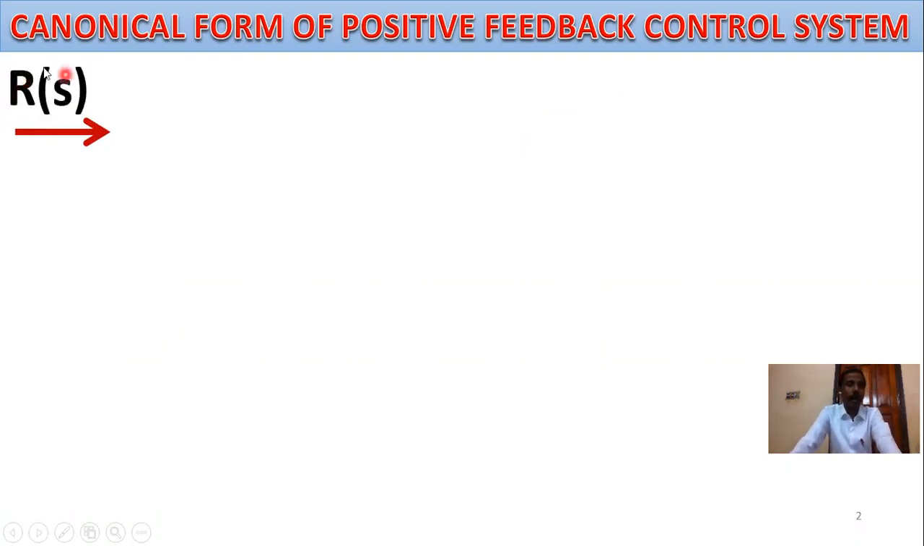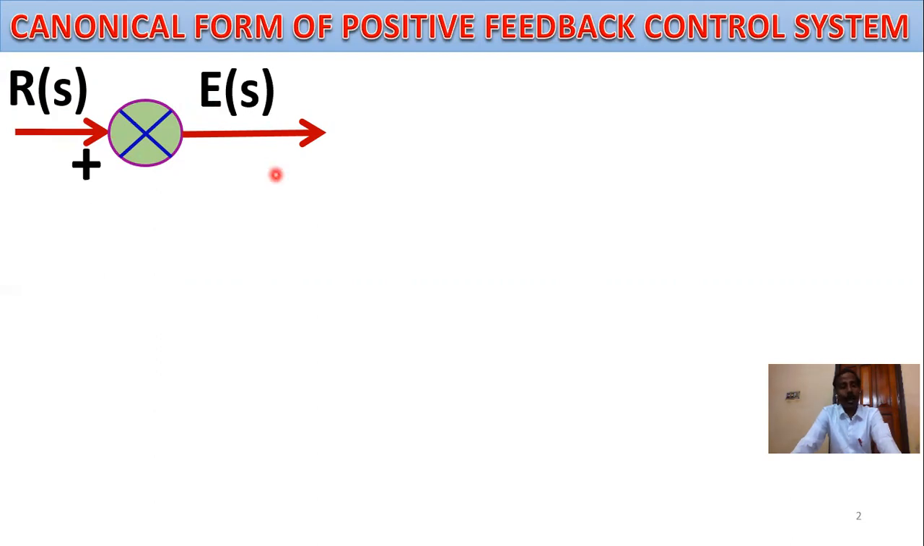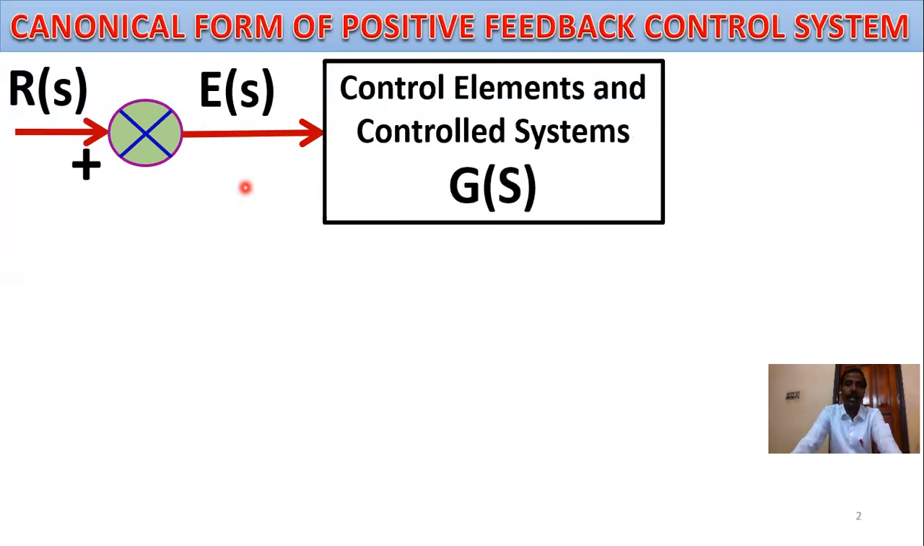R of S is the reference input, and this reference input may be step, ramp, parabolic, impulse, sinusoidal, analog, digital, any type of input you can apply. And this is the comparator or summing point. This summing point is always positive because the forward signal is always positive. The output of the comparator is E of S, which is called the actuating signal or error signal. This is the input of the control elements.